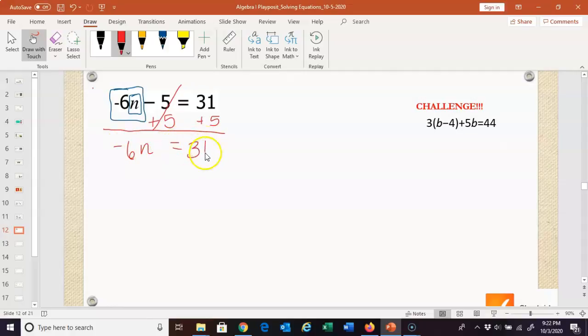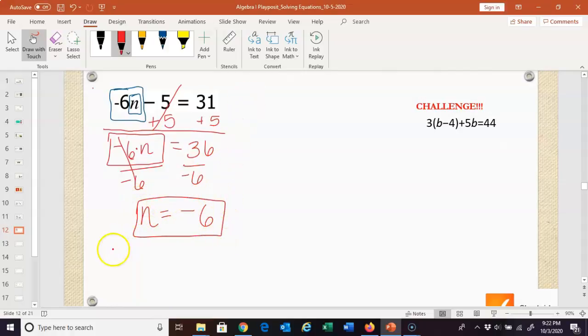31 plus 5 is 36. There we go. Now we have the term with the n all by itself, so let's keep going. To get rid of multiplication, remember this is multiplication, we are going to divide. It's the opposite. So you get n equals 36 divided by -6 is -6.